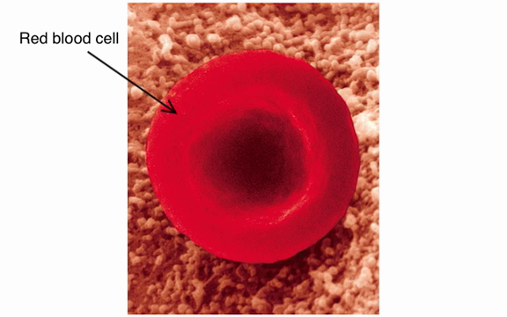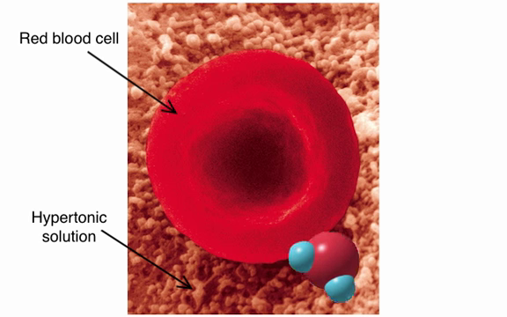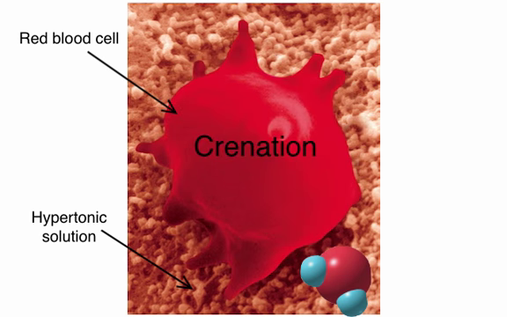For example, if a red blood cell is in a hypertonic solution, meaning one with a higher concentration of solute than that of the cell's cytosol, then the net movement of water will be out of the cell and toward the more highly concentrated solution, and the cell will shrink, called crenation.